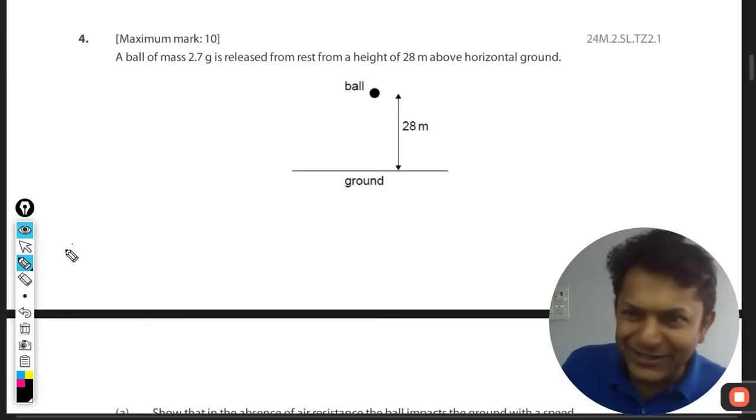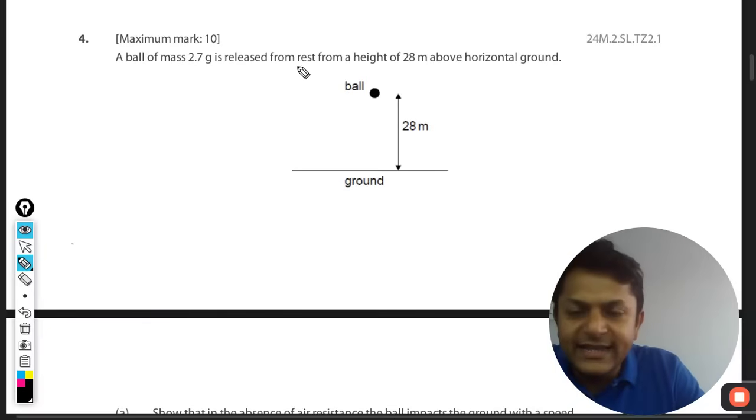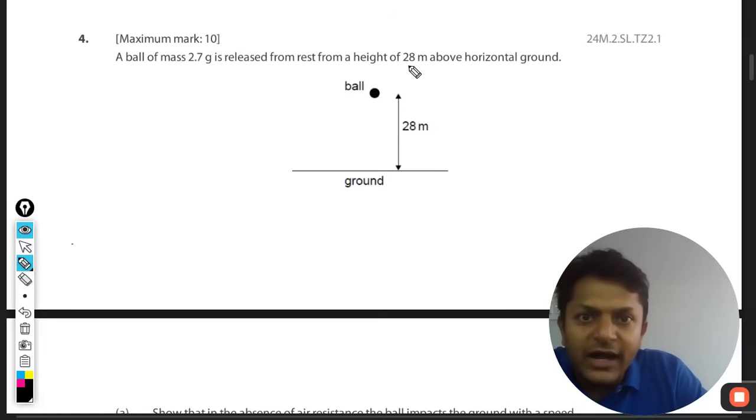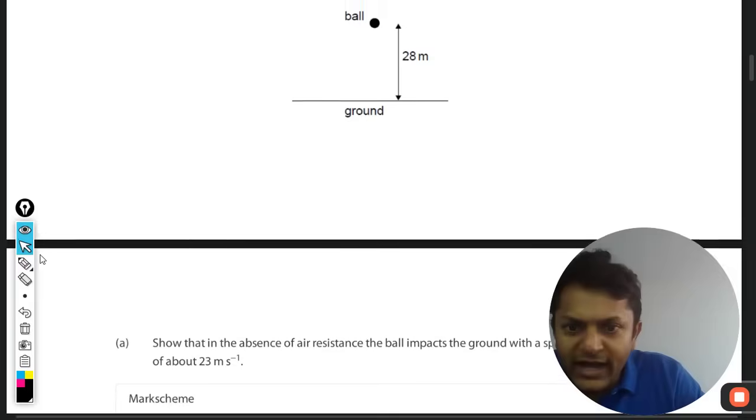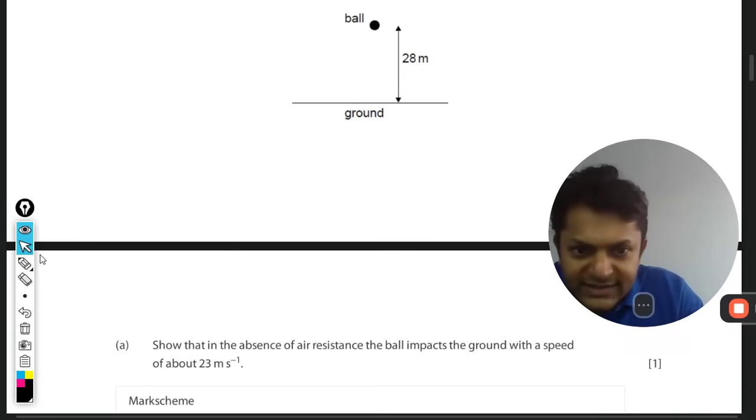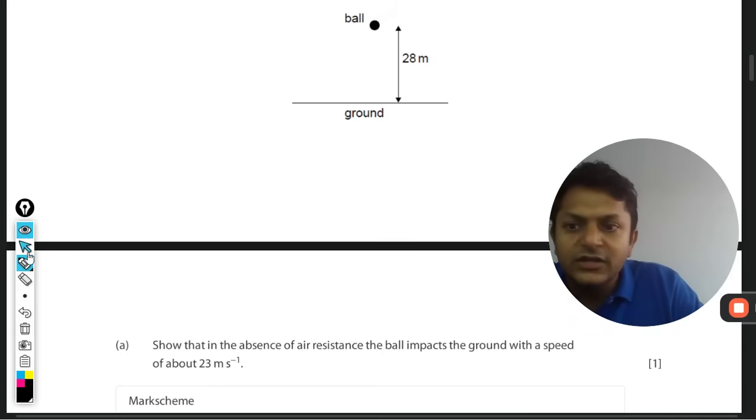Okay, student, let's see what is there in this question. A ball of mass 2.7 grams is released from rest from a height of 28 meters above the horizontal ground. Show that in the absence of air resistance, the ball impacts the ground with a speed of 23 meters per second. So basically, the ball is just falling here and it is dropped.